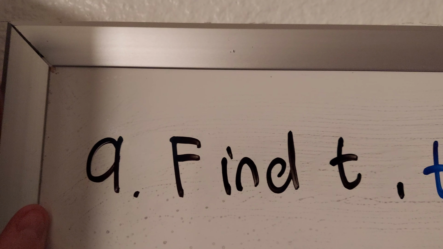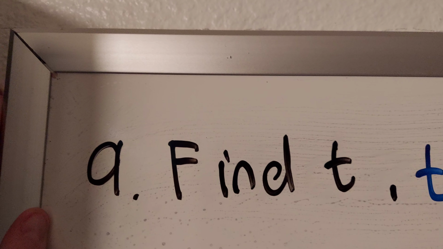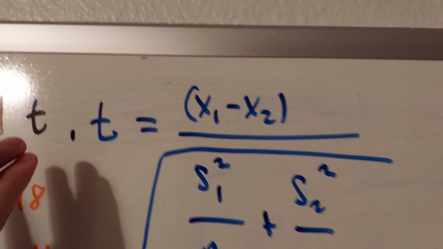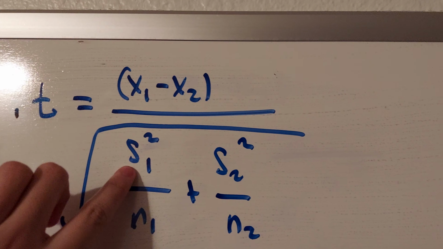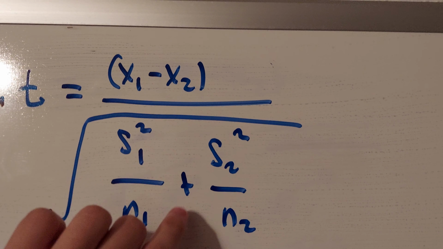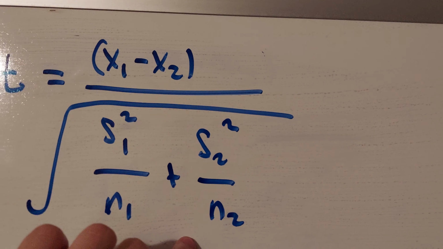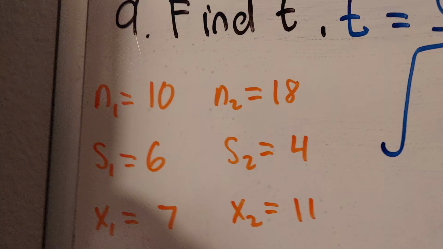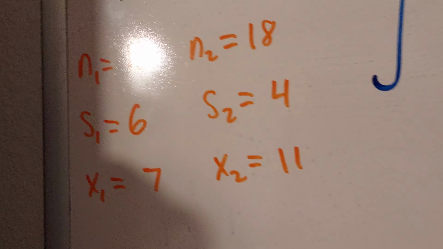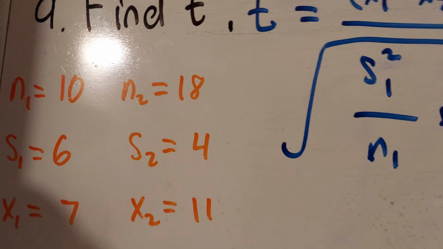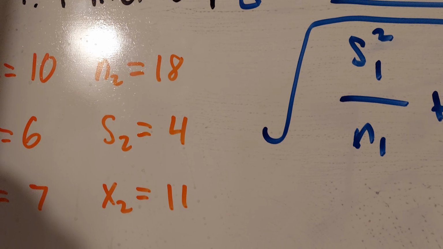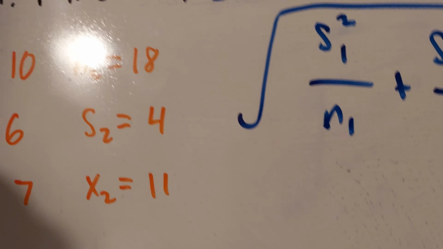So as number 9 states, we're going to be finding the test statistic, or as I like to state it, find t. And to find t, we're going to be using this formula. T is equal to x1 minus x2 divided by the square root of the sample variance 1 divided by n1 plus the sample variance 2 divided by n2. Now, as I just said, we have all the values right here. And with our little cheat sheet right here, we can tell that we are using a sample variance in the equation, and we're dealing with a sample standard deviation. So that means we have to plug in a squared so that we can match the equation.